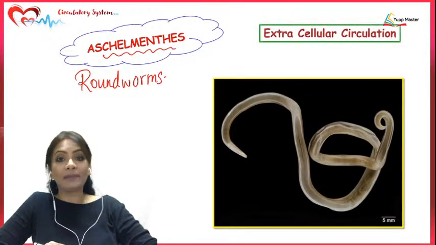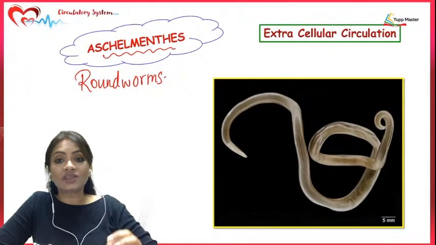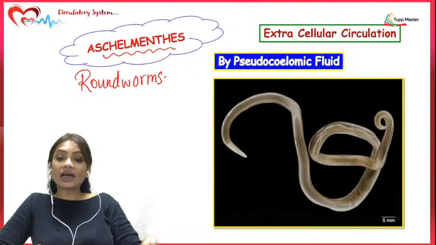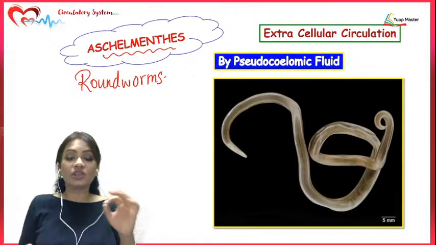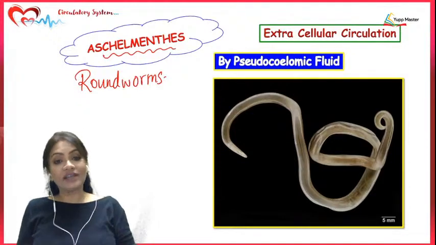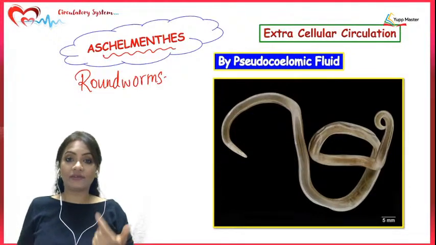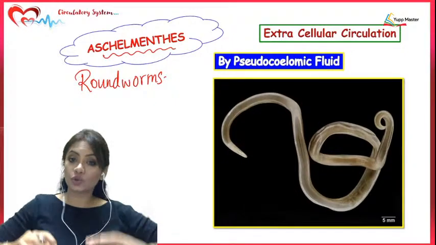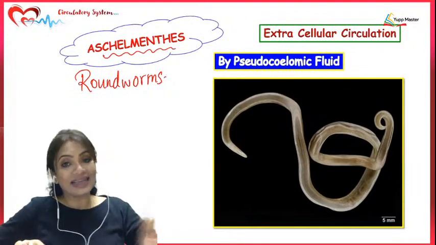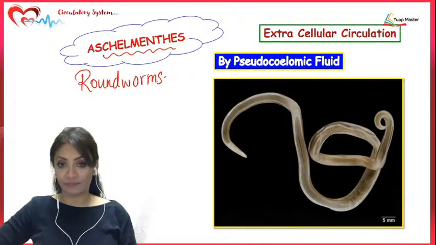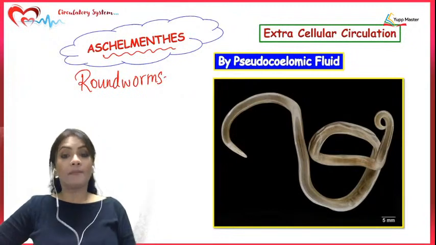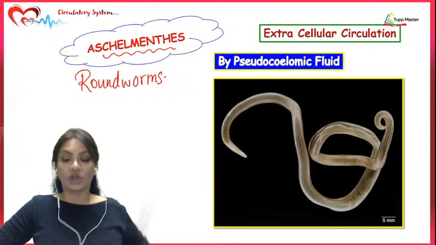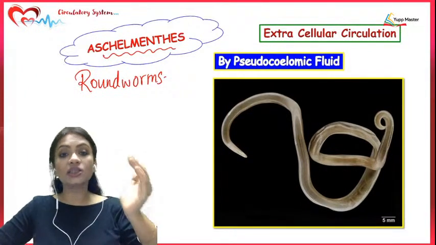How is the circulation happening here? Again, here also the circulation is an extracellular circulation. This is done by a fluid which is called the pseudocoelomic fluid. Now, when we come ahead, we will see that animals have a type of coelom. Some animals don't have coelom at all, and we call those animals acoelomate animals, where there is no body cavity. Some animals do have a cavity, but it is not the cavity that we require, and that is called a false body cavity. Those false body cavities are called the pseudocoelom.